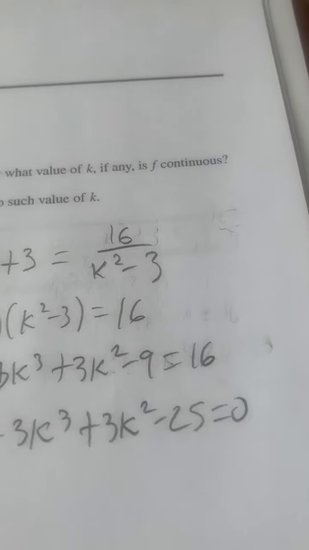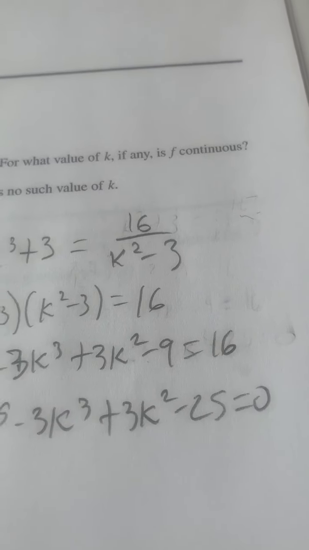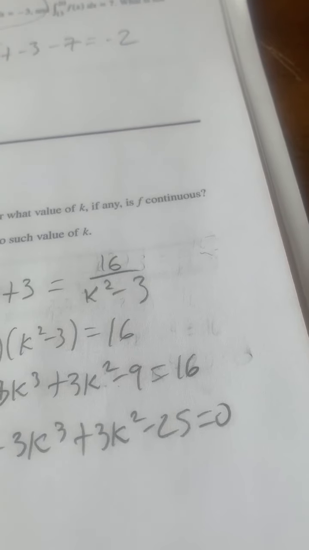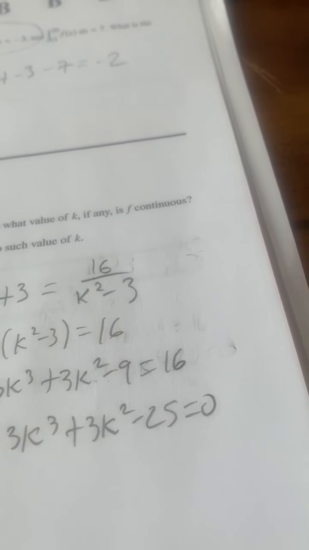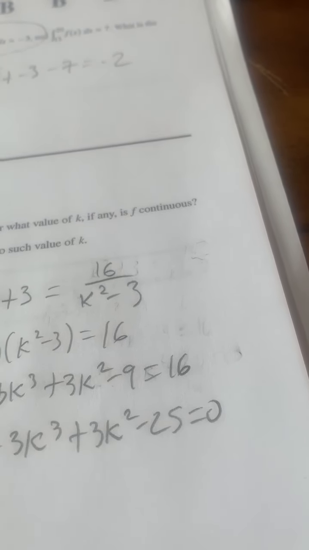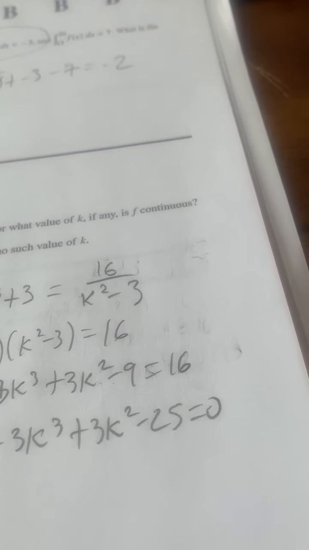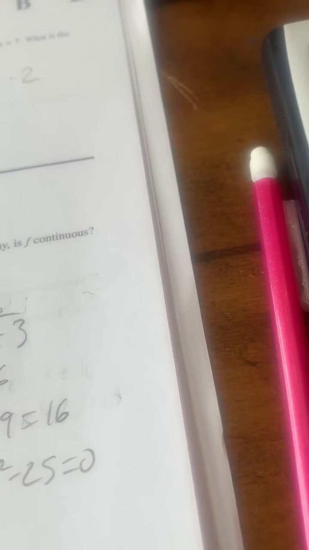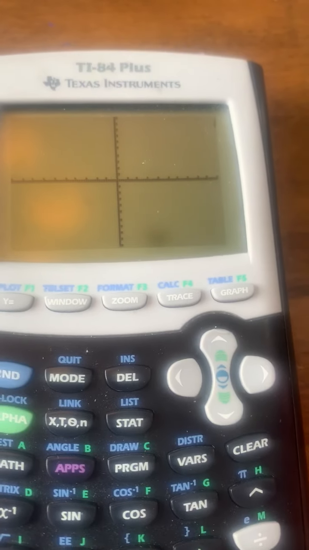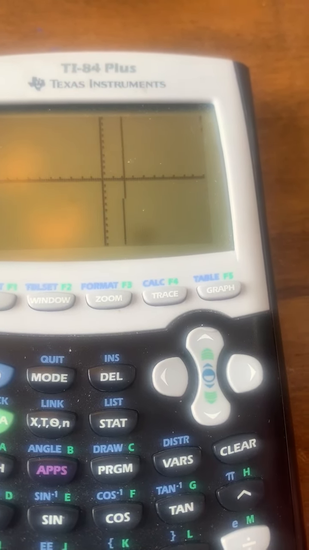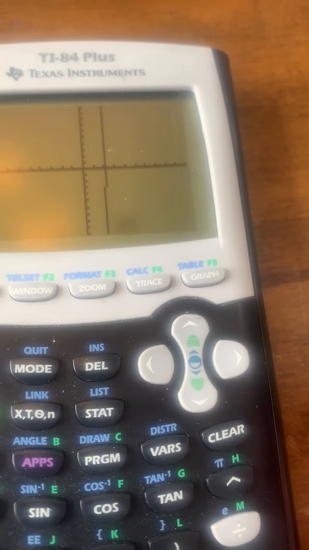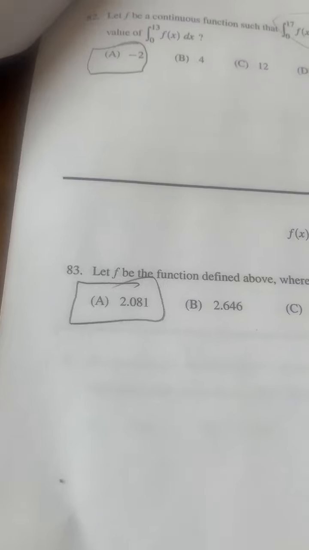So I'm going to treat k like a variable. So I'm going to go to y equals, and I'm going to plug in x to the 5th minus 3x to the 3rd plus 3x squared minus 25. And I'm going to graph that. It looks like this. And I'm interested when that crosses the x-axis, and that looks to clearly be the 2.081 value.